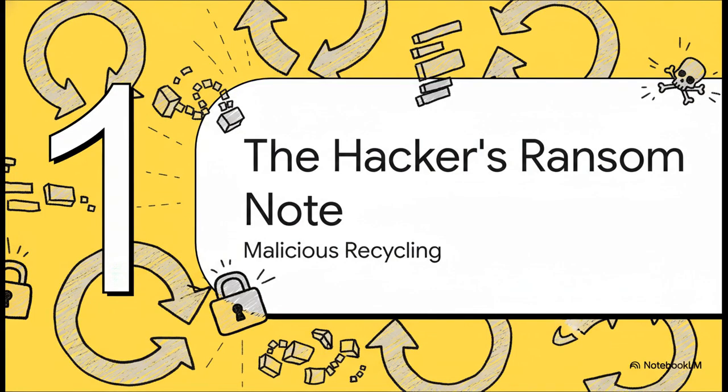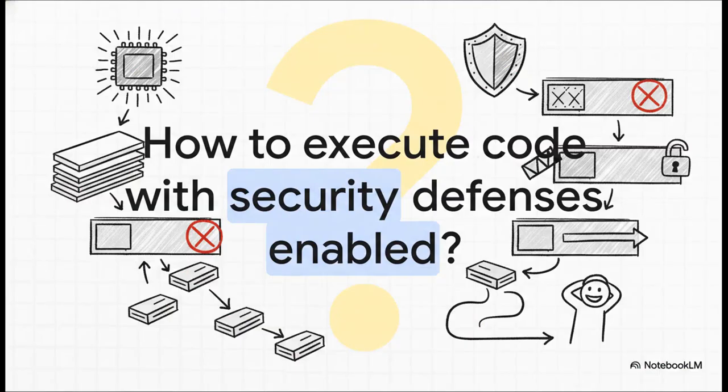Okay, so to really get ROP, we first need to understand the big problem it was designed to solve. Think of it as a kind of malicious recycling. Or, as you're about to see, it's a lot like putting together a ransom note. So for years, the classic attack was pretty straightforward. You just inject your own nasty code into a program's memory and then trick the program into running it. Simple. But modern systems got wise to this.